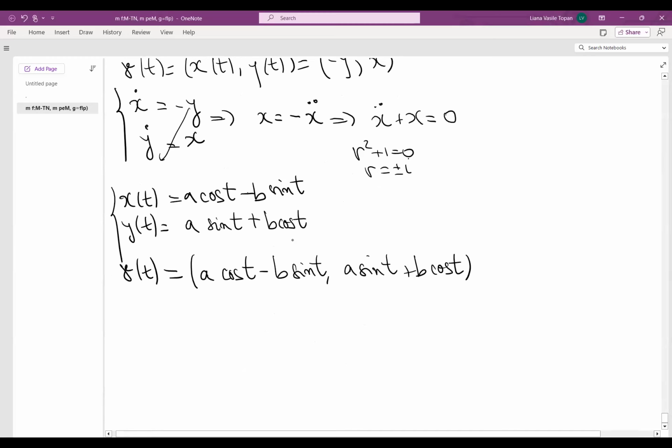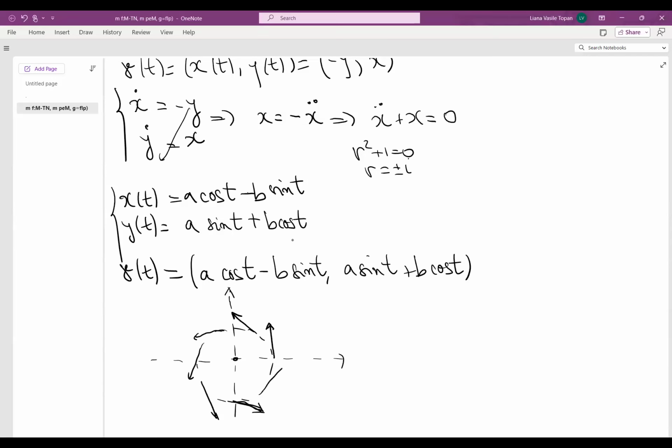Okay, so if we want to draw it, say this is a system of coordinates. If you want to draw this curve and the associated flow, you will have something like that. Say this is a circle, and then the next tangent vector will come here, the tangent field, the vector field. Something like that, right?